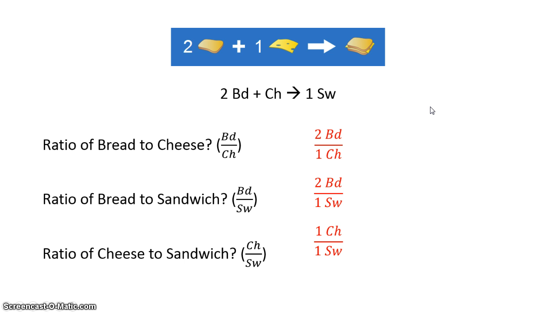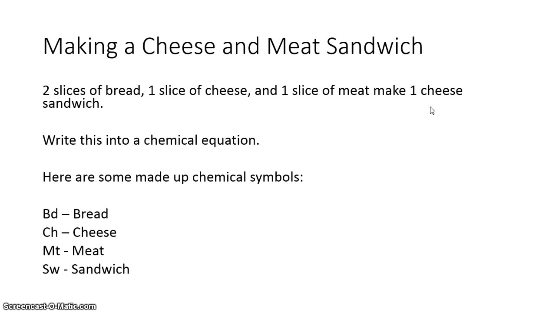Let's do another practice with a slightly more complicated sandwich, making a cheese and meat sandwich. This sandwich will have 2 slices of bread, 1 slice of cheese, 1 slice of meat, and that will give us 1 cheese meat sandwich. Great. Write this into a chemical equation again and use MT as meat. Pause, give it a try on your own.